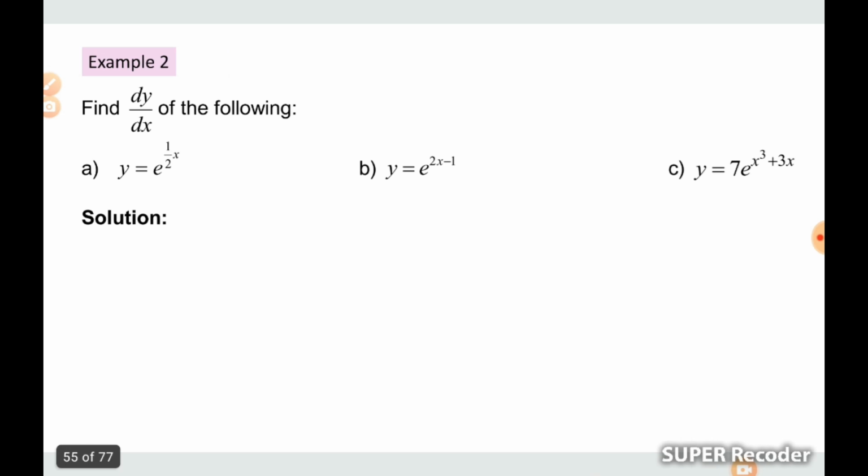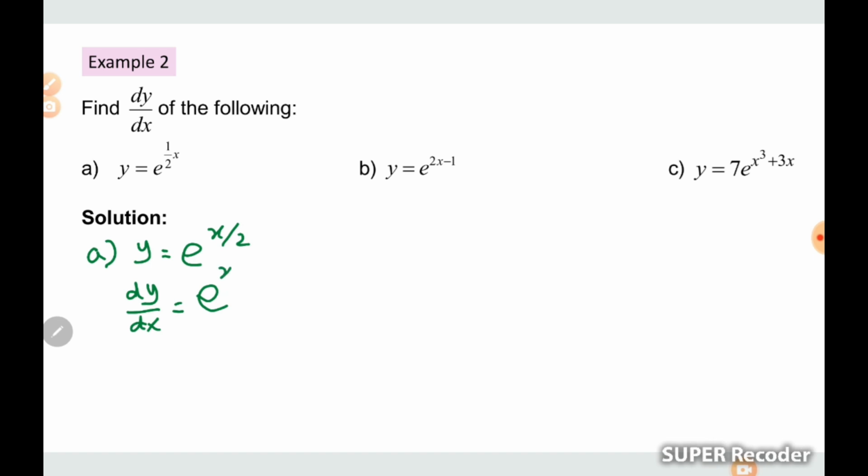Find dy/dx of the following. A, if y equals e to the power of x over 2, dy/dx equals, we copy the function e to the power of x over 2, then differentiate x over 2, the answer is half. So half of e to the power of x over 2. Got it?